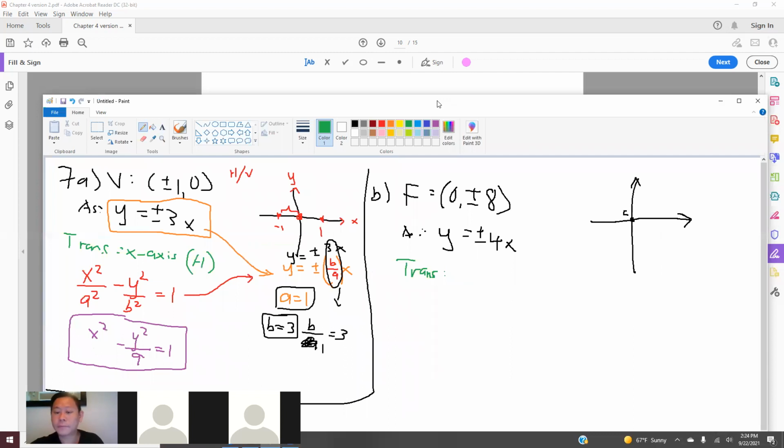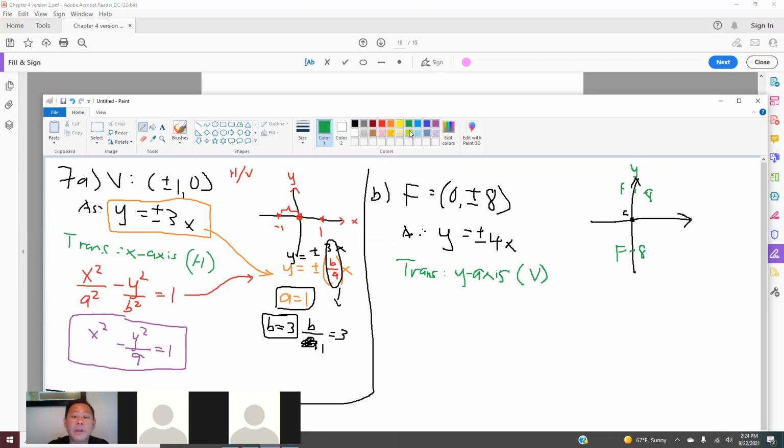Anyone? Y-axis. So 8 is right, this is your foci, which is 8 and negative 8. So is that going to be on the y-axis? Vertical or horizontal? On the y-axis, this is considered vertical, right?